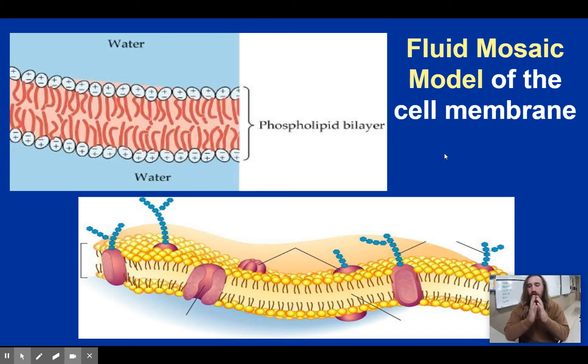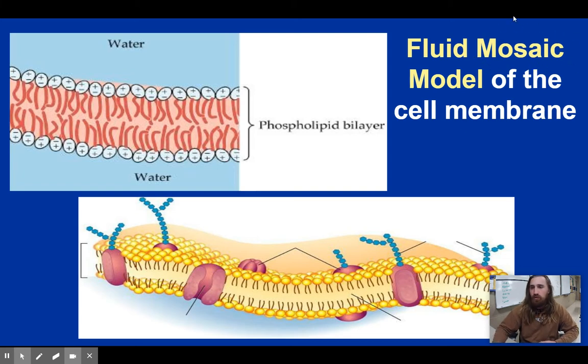Now, this model is a fluid mosaic model of the cell membrane. So how do we break this down? What does that mean? What does the term fluid mean? What does the term mosaic mean? We understand what models are, but how do we correlate those together? So I want to start with this term right here, mosaic.